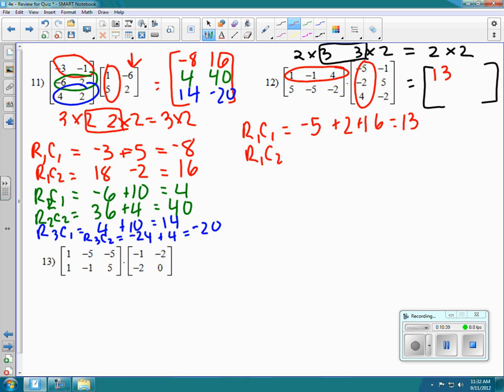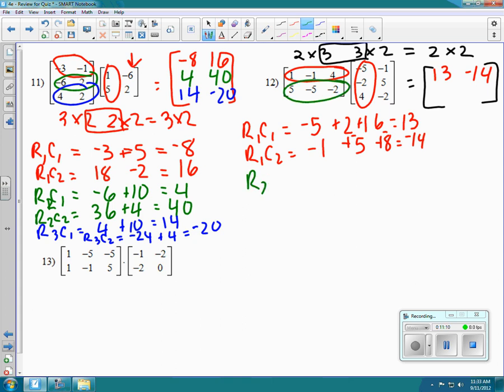Row 1, column 2. 1 times -1 is -1. -1 times 5 is -5. 4 times -2 is -8. If I add up -1 plus -5 is -6. -6 plus -8 is -14. That's going right up there in row 1, column 2. Now I'm going to move on to the next row.